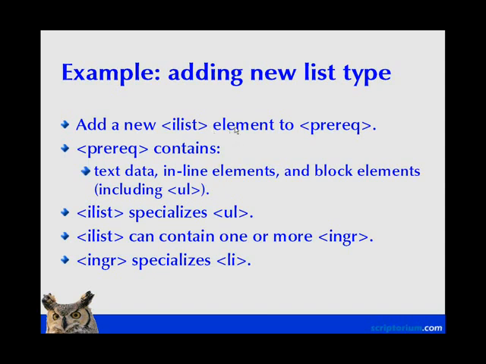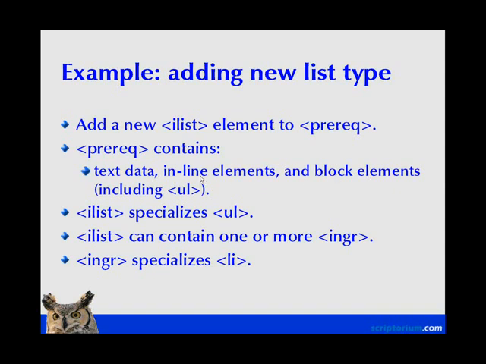So what we're going to be doing is we're going to be adding a new iList or ingredient list element to Prereq. Now, Sarah railed the other week on the blog about recipes. Well, this isn't really a recipe, sort of. This is a garage recipe that I'm going to be showing you, so it doesn't quite count. So we have an ingredient list, and we want to add that to the Prereq element.